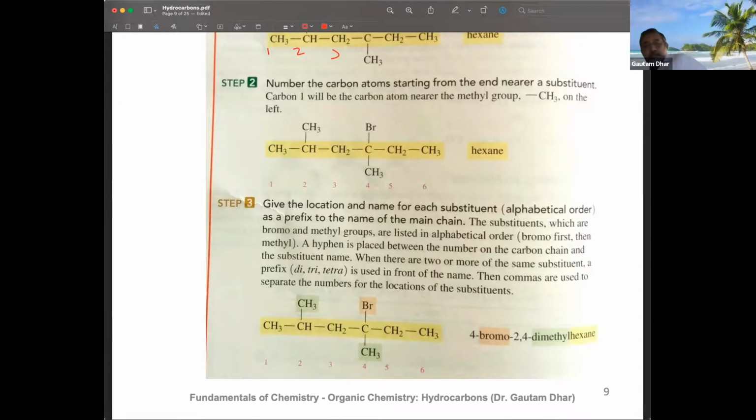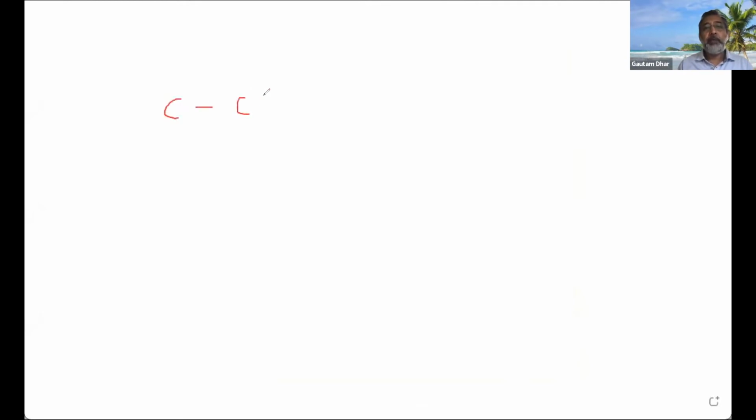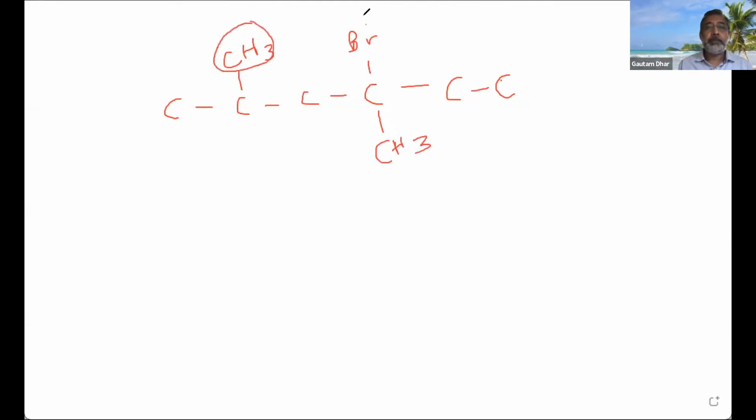So let me use the iPad. So you have this carbon, 1, 2, 3, 4, 5, 6. And you have CH3 here, another CH3 here, and a bromo here. These are the substitutions. This is called the methyl group. We saw from the list, this is methyl. And the Br is called the bromo, or chloro, halogens get the name like that.